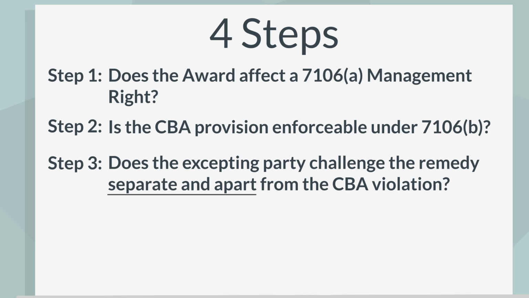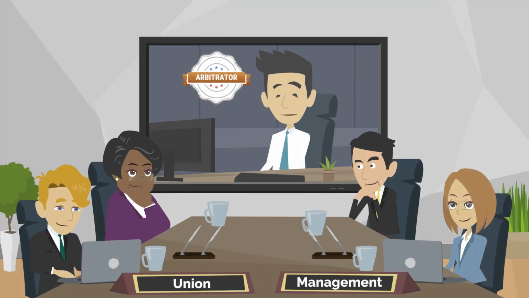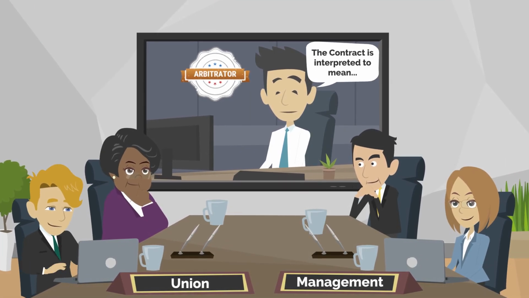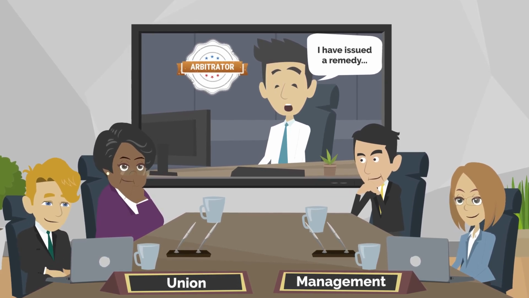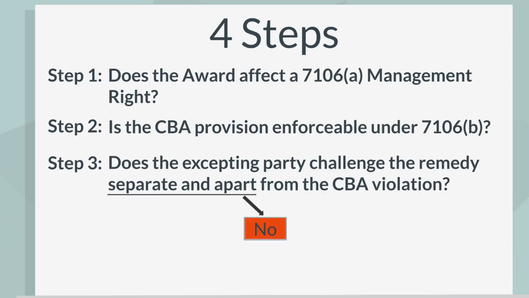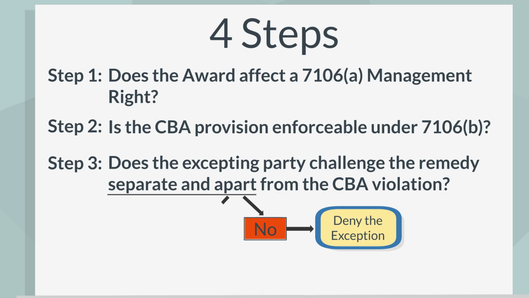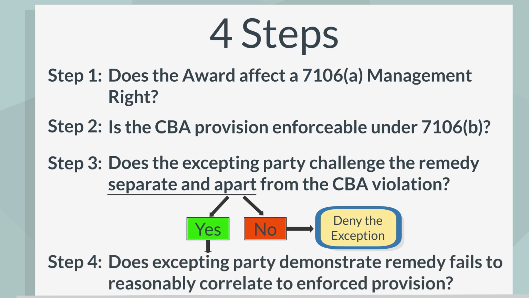Moving on, step 3 of the CFPB test asks whether the accepting party challenges the remedy separate and apart from the arbitrator's finding of a contract violation. We just discussed that either an arbitrator's interpretation and application of an agreement or the remedies can affect management rights. If the accepting party does not challenge the arbitrator's remedy separate and apart from a contract violation finding, then the authority will end the CFPB test at step 3 and deny the management rights exception. However, if the accepting party does separately challenge the arbitrator's remedy, then we move to step 4.